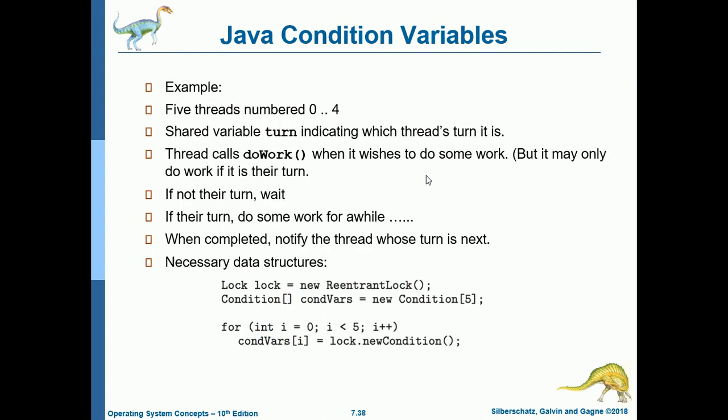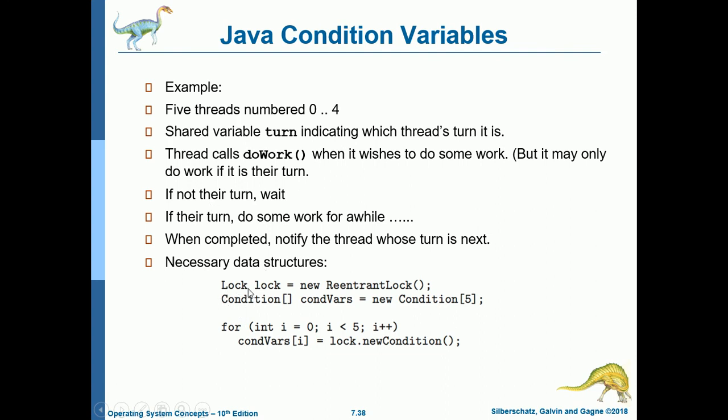So, for example, 5 threads numbered 0 to 4, and a shared variable turn indicating which thread's turn it is. A thread calls the doWork function when it wishes to do some work, but it may only do work if it is its turn. If it's not its turn, it should wait. If it's its turn, it does some work for a while. When completed, it notifies the thread whose turn is next. And then these are the necessary data structures.